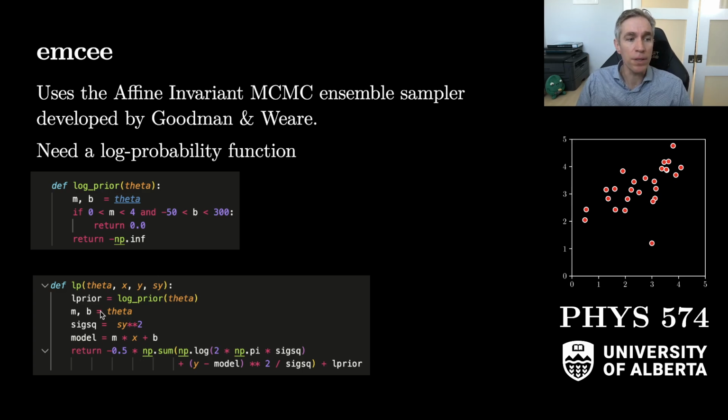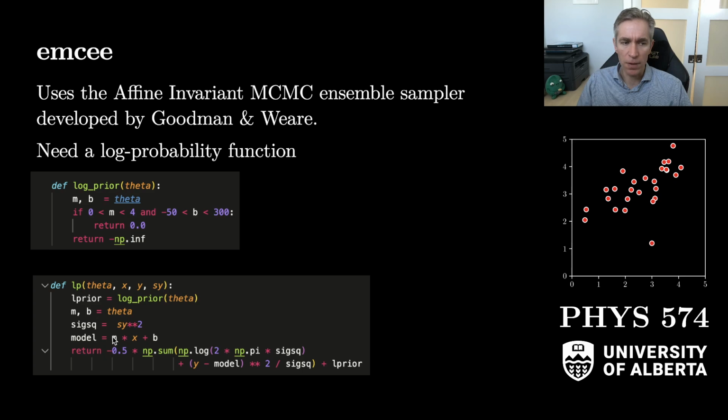So then we need to define a log probability function. It's going to take as inputs the parameters, then x, y, and the error, which I'll call sy for sigma y. The log probability starts out with the log prior of the parameter vector, which will return 0 or negative infinity depending on where those parameters are. We'll pull m and b out of theta, and then the error squared is whatever sy is, squared.